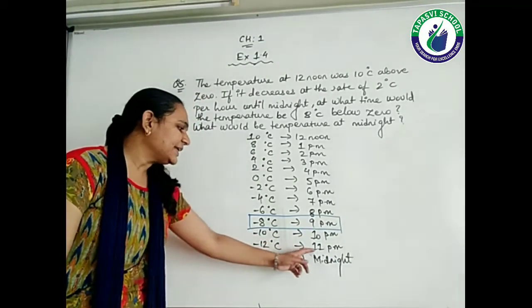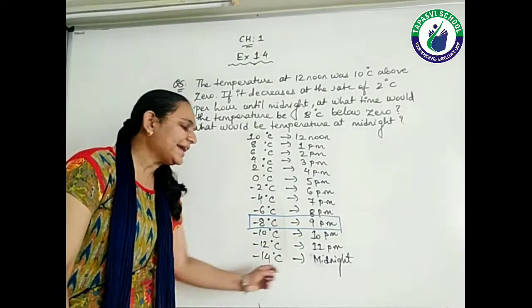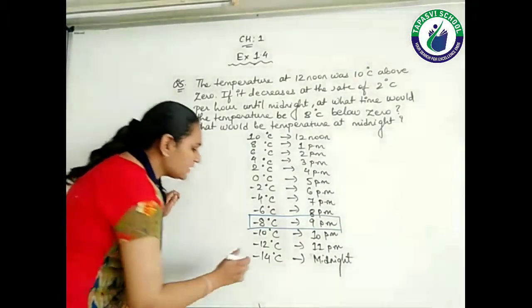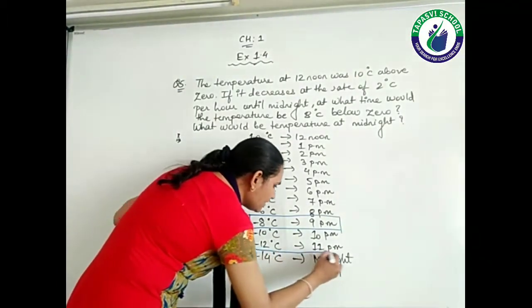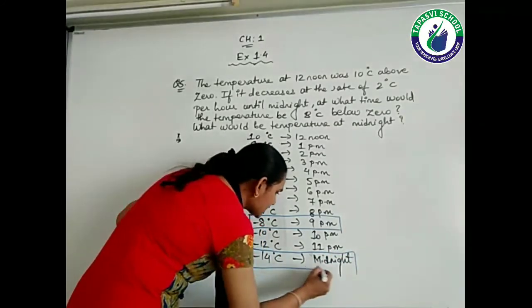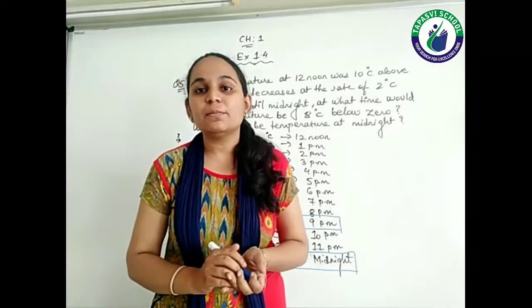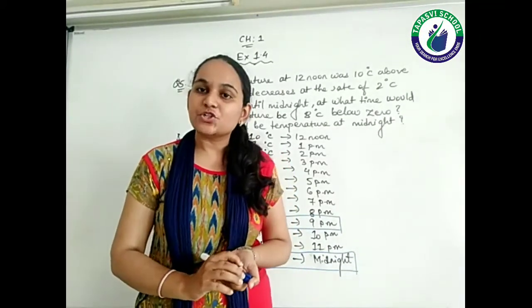It is minus 10 at 11 p.m., minus 12 at midnight. That means at 12 the temperature will be minus 14 degrees Celsius. That means at 12 at night the temperature will be minus 14 degrees Celsius.